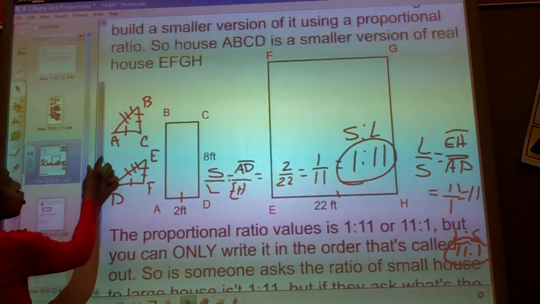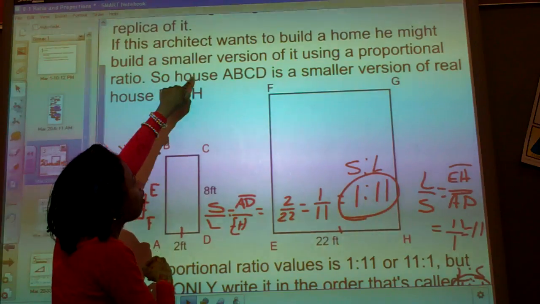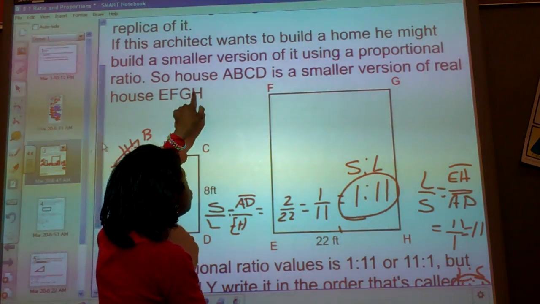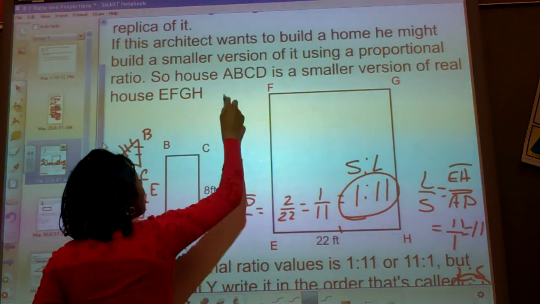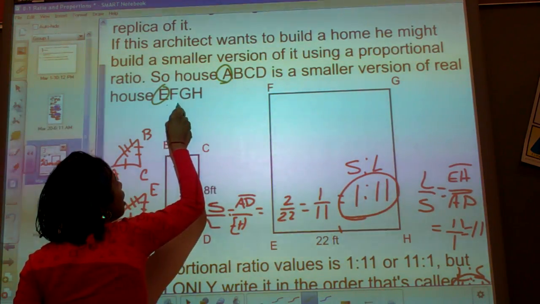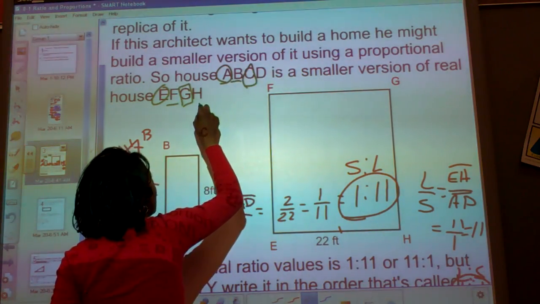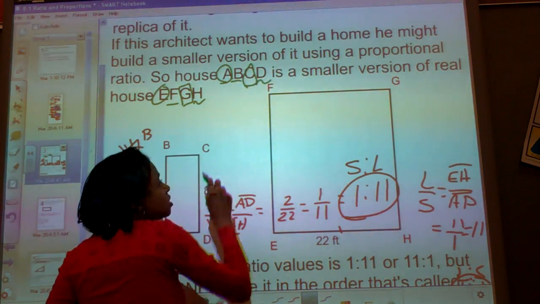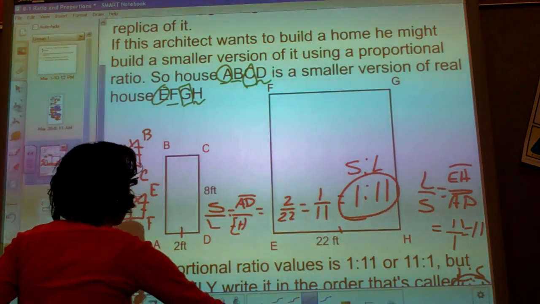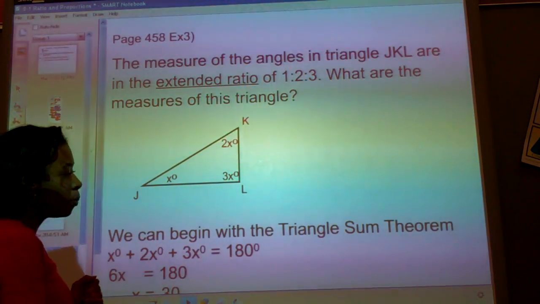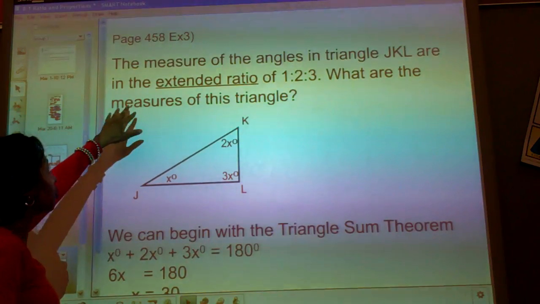Okay? And how do you know which order to go? When I call this out, A, B, C, I know it corresponds to E, F, G, H. That means A corresponds to E, B corresponds to F, C corresponds to G, and D corresponds to H. So put it in the order that it corresponds. How do I know that? Here's an example from your book, page 485, number 3.